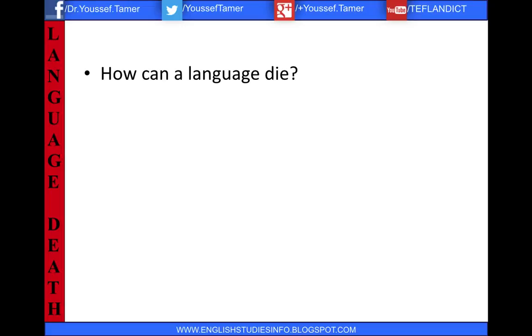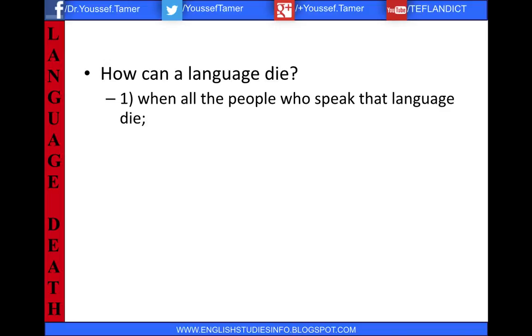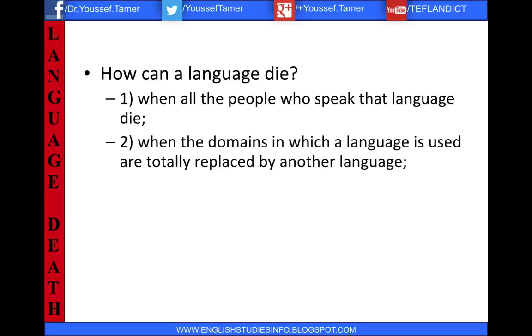Now we move on to how a language can die. There could be several reasons. Reason number one: when all the people who speak that language, of course, die. That's the most evident reason. That sounds kind of logical, okay? Another reason: when the domains in which a language is used are totally replaced by another language.